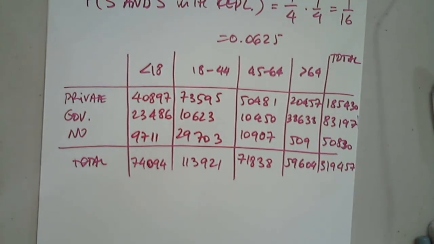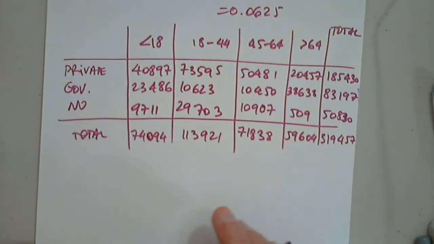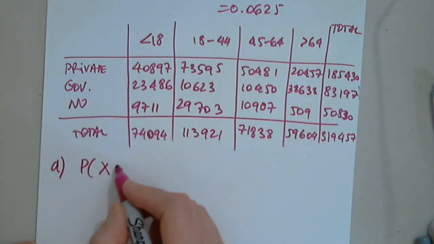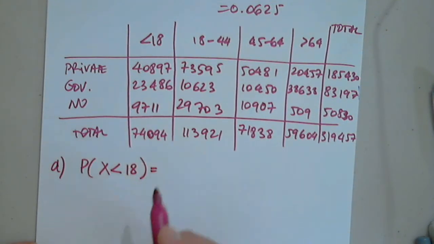Suppose that the data below represent values in thousands. Okay, so all these numbers are in thousands. The type of healthcare insurance coverage for people by age. Determine the probability less than 18 years old, and the probability less than 18 years old and no health insurance. Are these events independent? Okay. So part A, the probability that X is less than 18.